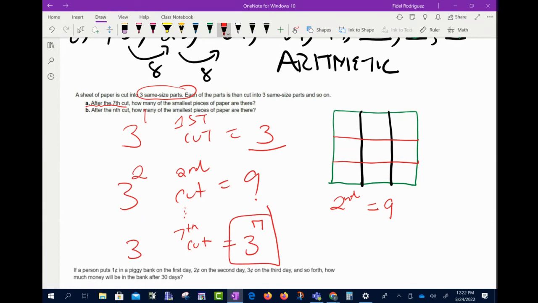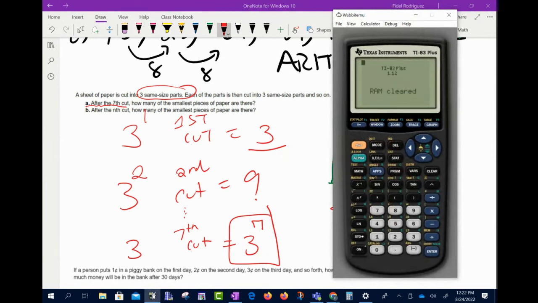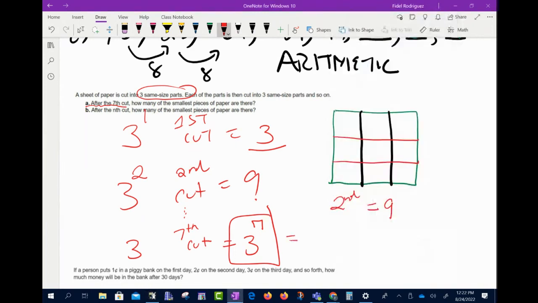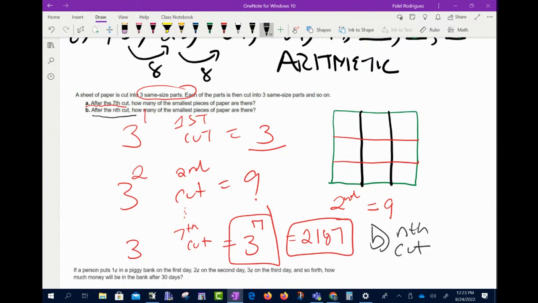Now, y'all, in my lab, sometimes it'll tell you, hey, go ahead and write it as an exponent. So you would just leave it like that. But if it said, hey, you need to go ahead and write the full number, on your calculator you could just do three to the power of seven. And I'd come up with 2187. Depending on how my lab asks you to write it, you'll either put 2187 or you'll write 3 to the 7th. Okay. Now, there is a part B to this problem. Part B says after the nth cut. Well, I know after the 7th cut, it's 3 to the 7th. After the nth cut, wouldn't it just be 3 to whatever that power n is going to be, right? Because I'm kind of following a pattern here.